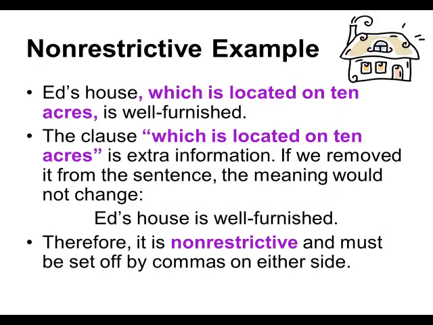Here's an example of a sentence with a non-restrictive clause. Ed's house, which is located on 10 acres, is well furnished. The clause, which is located on 10 acres, is extra information. Nothing would change if it was removed from the sentence. Ed's house is well furnished. Therefore, it is non-restrictive and must be set off by commas on each side.